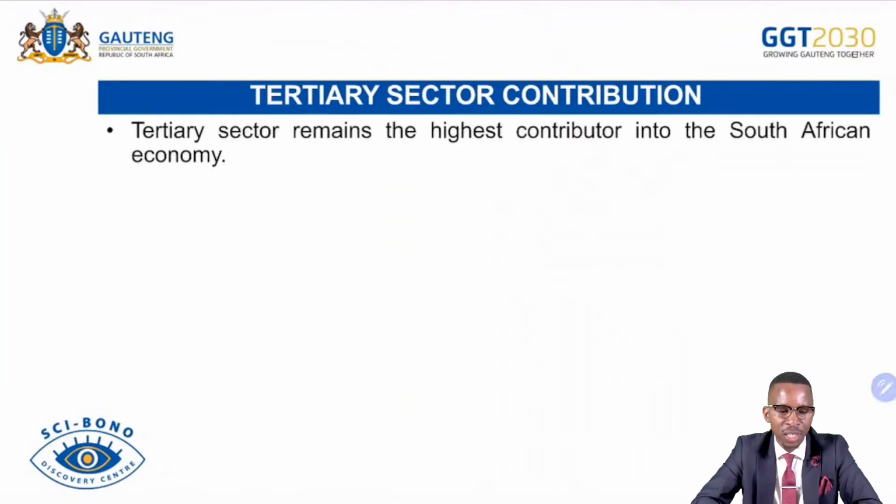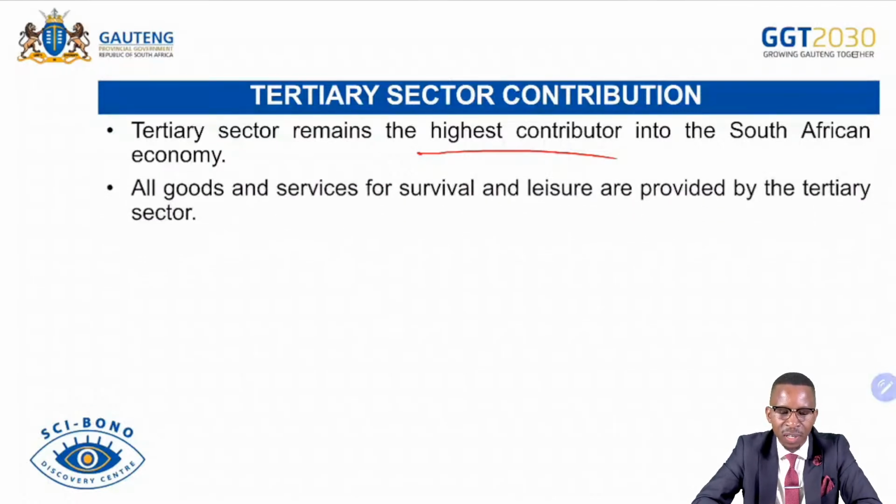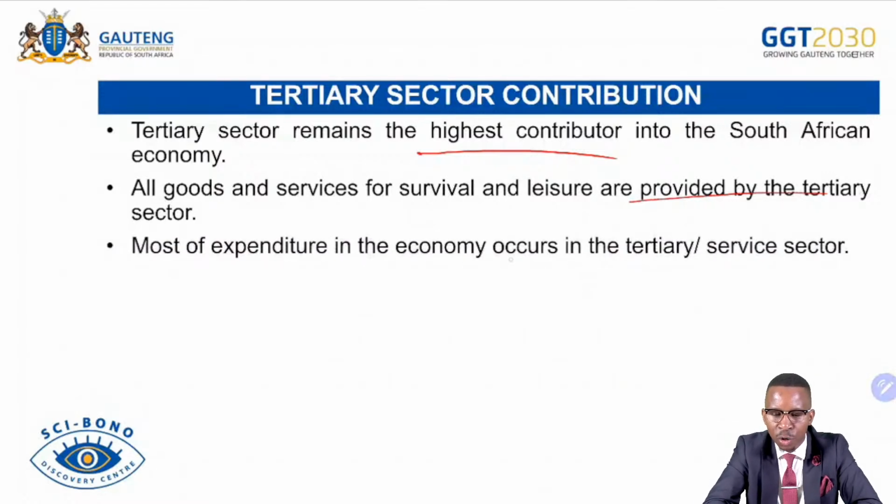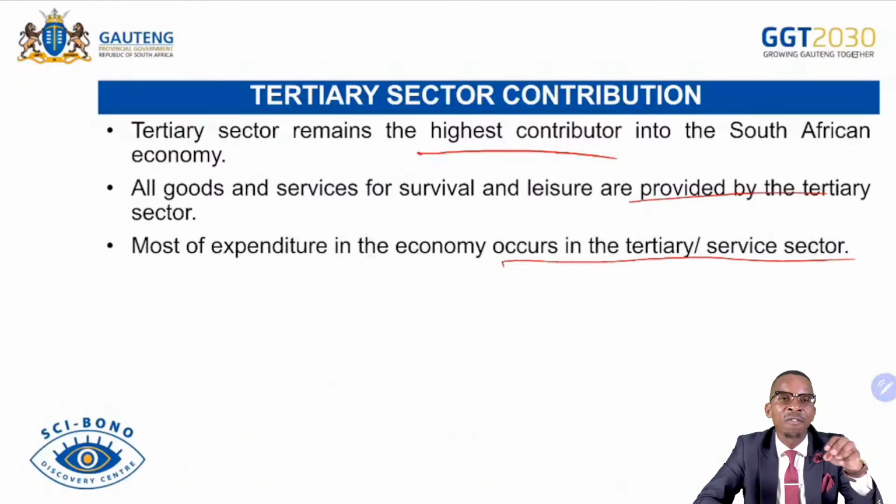Tertiary sector contribution. It remains the highest contributor in the South African economy or GDP. It contributes about 60-something% of our GDP in South Africa. All goods and services for survival and leisure are provided by the tertiary sector in the South African economy. Most of the expenditure in the economy occurs in the tertiary sector because that's where final goods or finished goods are found or are sold.